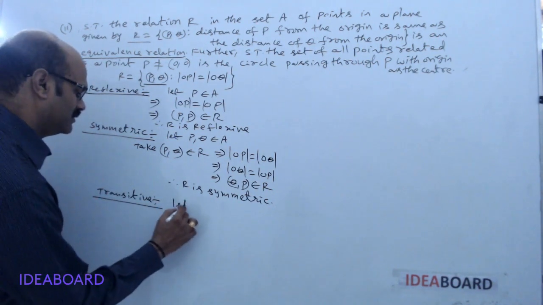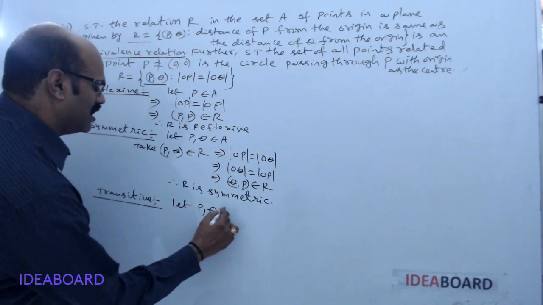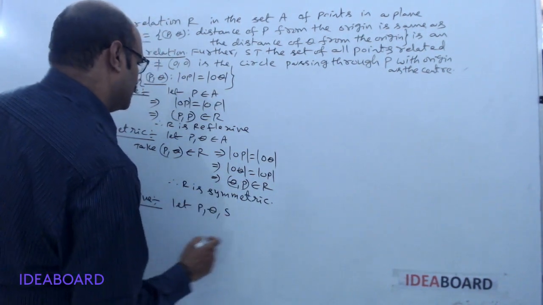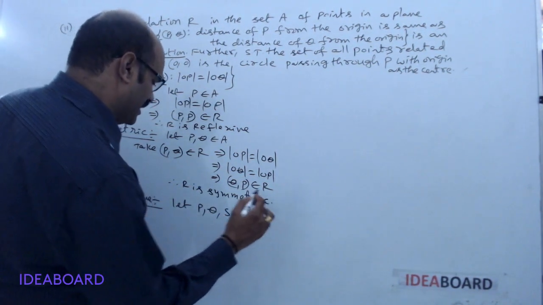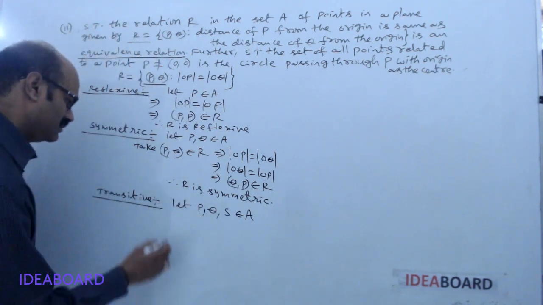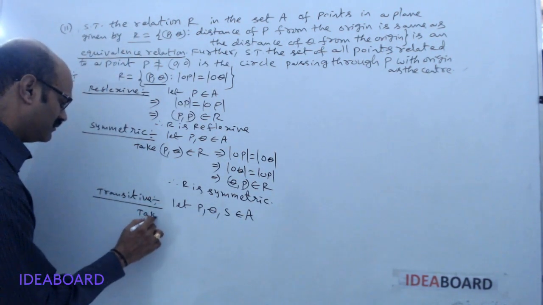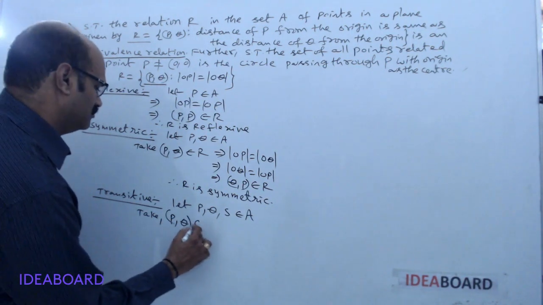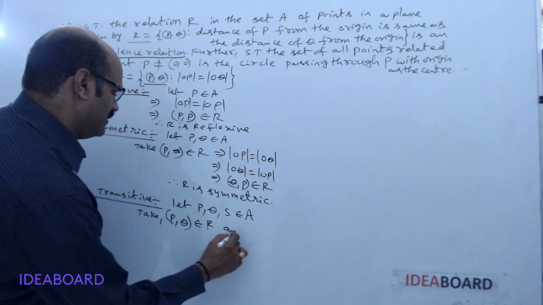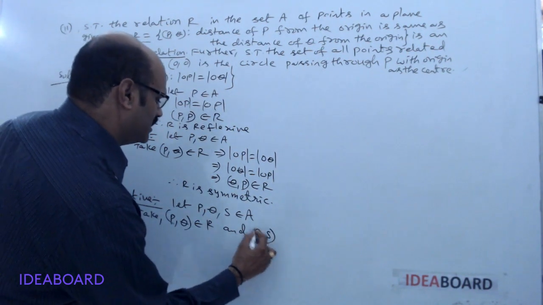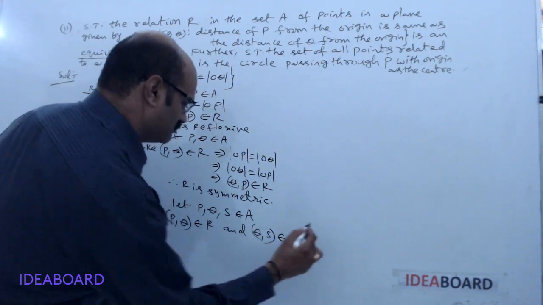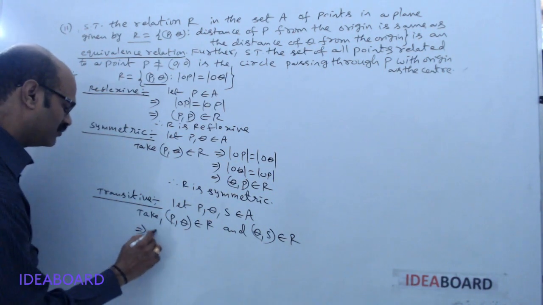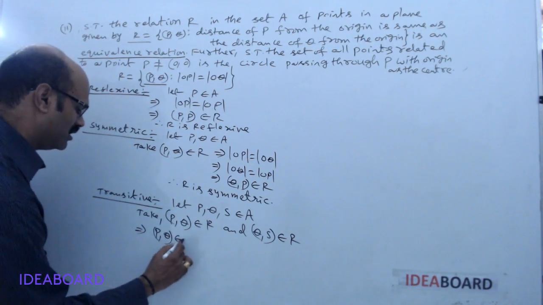Let P, Q, R, S belong to A. Take (P, Q) belongs to R and (Q, S) belongs to R. Take (P, Q) belongs to R.